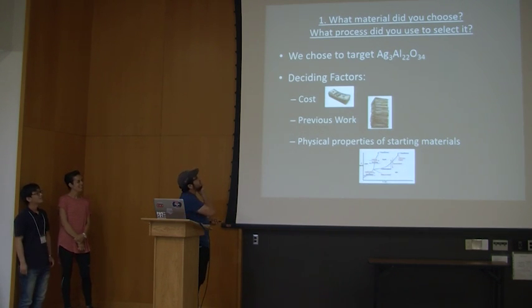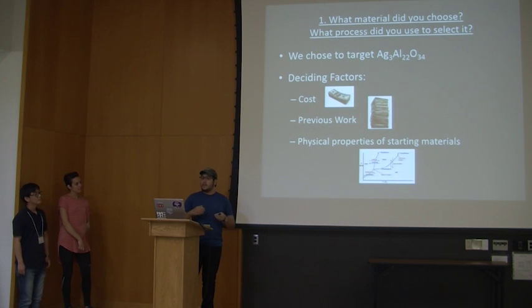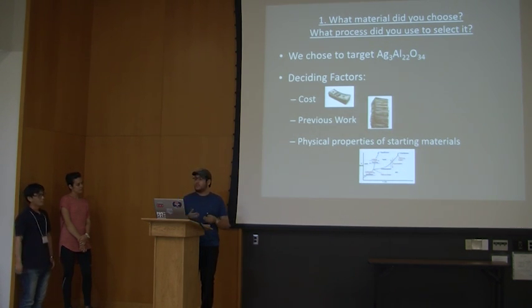The first question that we had was, what material did you choose and what process did you choose to select it? So we chose silver aluminum oxide, and there were a few reasons, in no particular order. One of them was cost. A lot of these materials, there's no promise that you can make them. They're hard to make. If they weren't difficult, someone else would have done it by now. We wouldn't be reading a very interesting theory paper on them. And we wanted to pick something that we could potentially try multiple times. Some of these starting materials could be quite expensive.